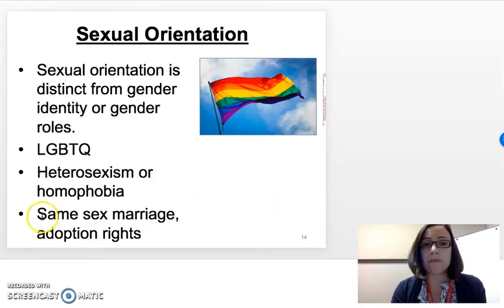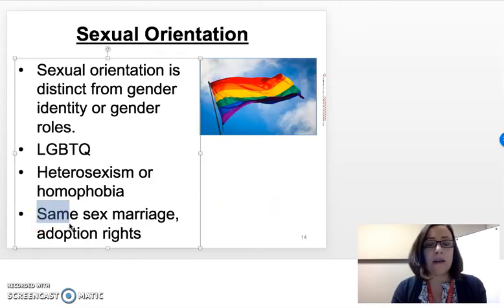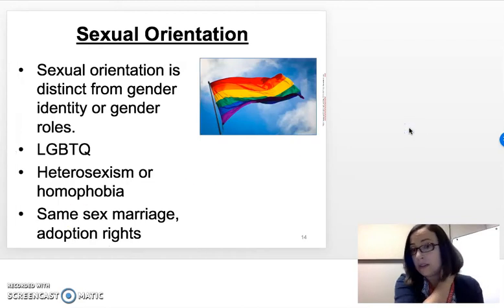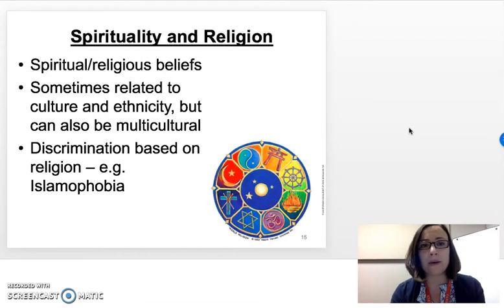Now again, we're doing better in our society than we were 20 or 30 years ago. Same-sex marriage is legal in Canada. Members of same-sex unions have the legal right to adopt children, to build a family, for example. We are doing a lot better, but there is still quite a bit of homophobia in our society that we need to be aware of and continually get better about.